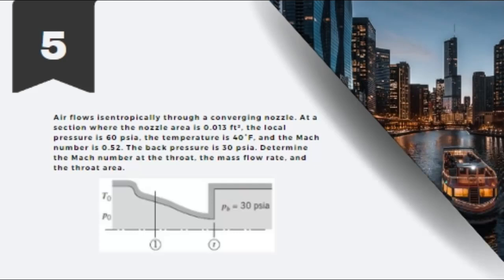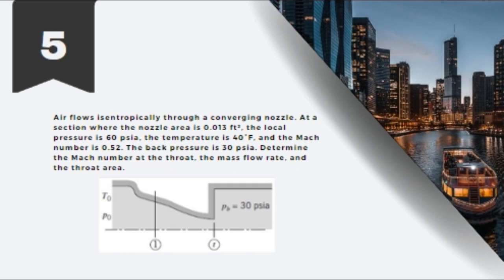So the last problem is the airflow isentropically through a converging nozzle. At a section where the nozzle is 0.030 feet squared, the local pressure is 60 psi, the temperature is 40 Fahrenheit, and the Mach number is 0.52.